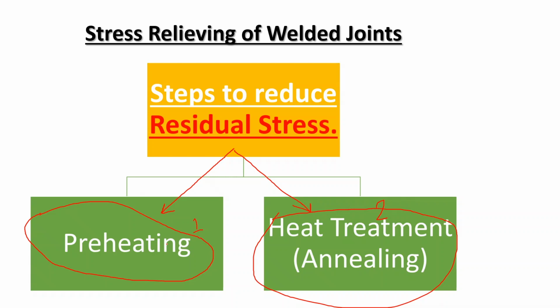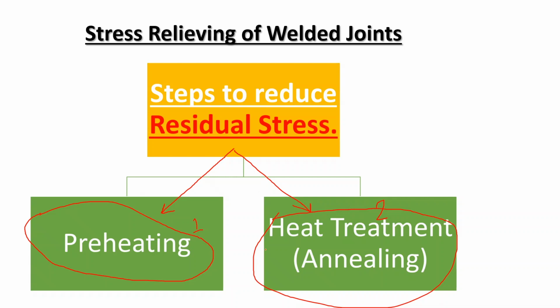Although both of the methods are reducing the residual stresses, the first one is eliminating the cause which is resulting in the development of residual stresses, and the second method, which is your heat treatment, is reducing the magnitude of the already developed residual stress. So these are the two methods which you can use in order to reduce the magnitude of the residual stresses.